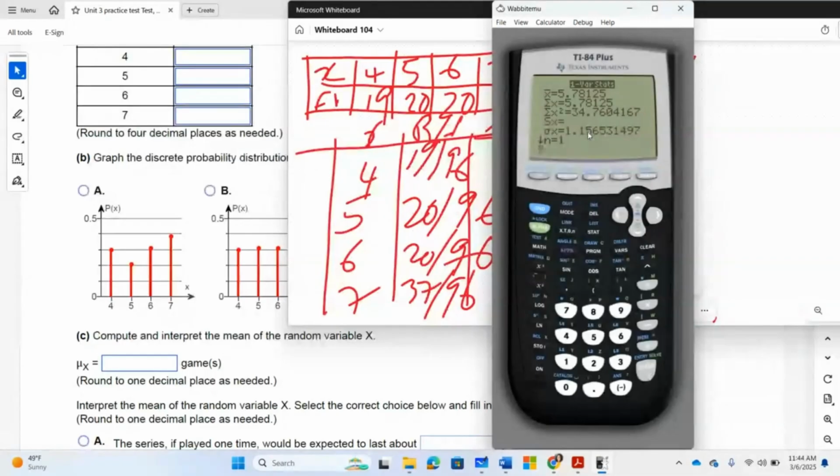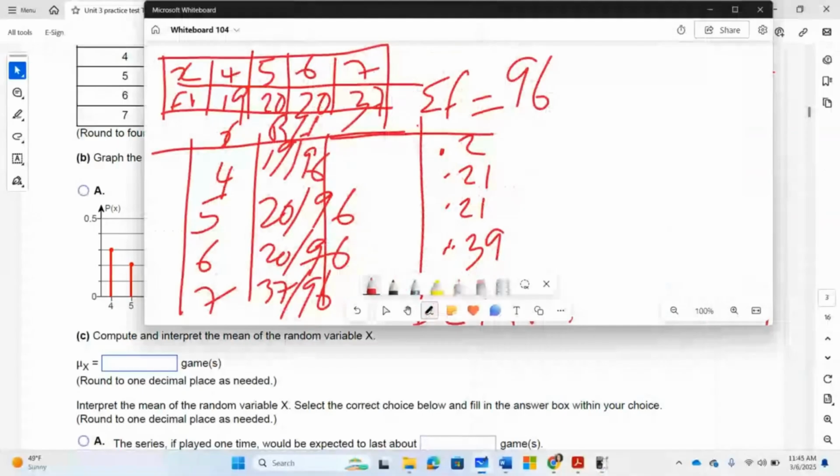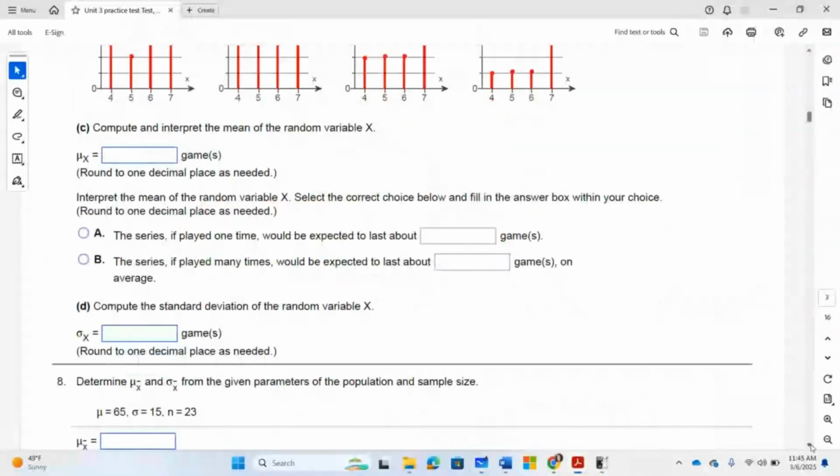Also, if they tell me to find the variance, I will square the standard deviation. Okay, so this is how you can solve a discrete probability distribution.